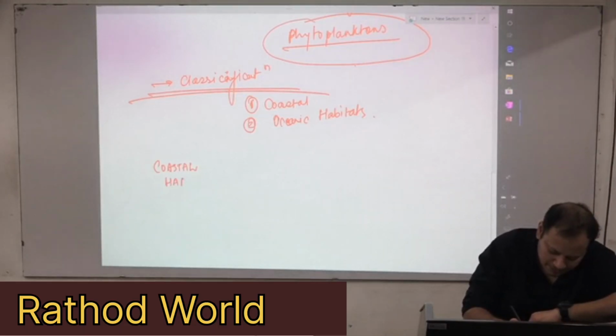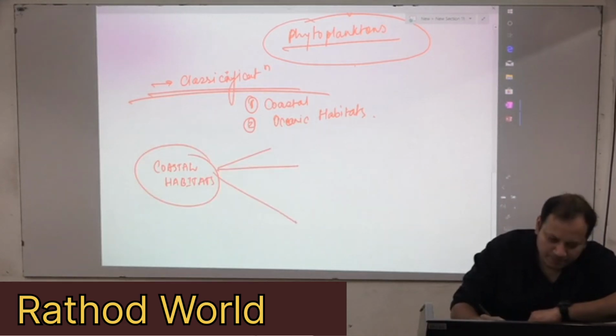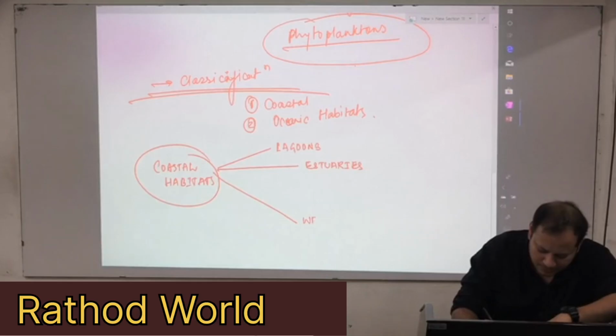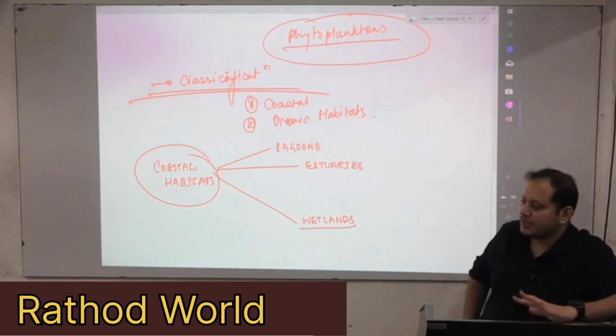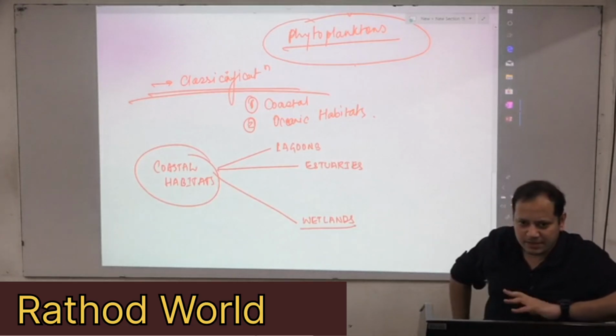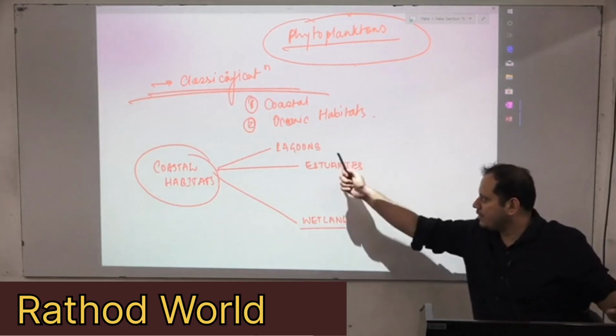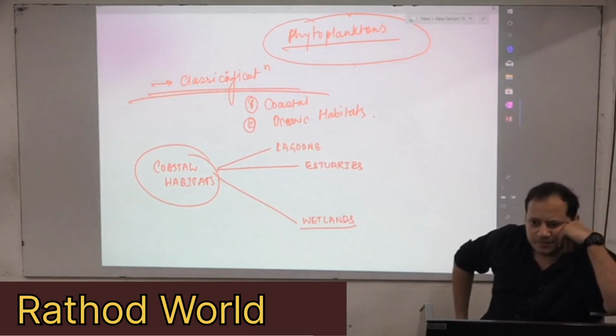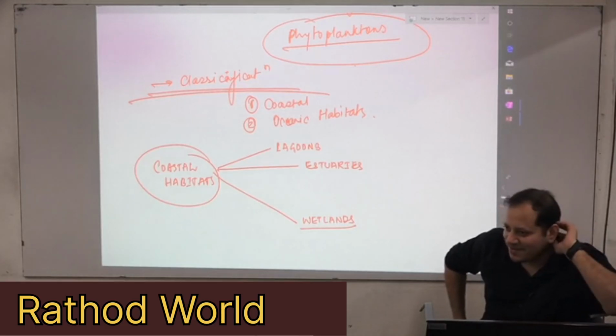Coastal habitats, next point, are in the form of lagoons, estuaries, and wetlands. We don't have to do this right now: lagoons, estuaries and wetlands. But can you tell me what is the difference between lagoon and estuary? Simple GS. What is lagoon? What is estuary? What is a wetland?